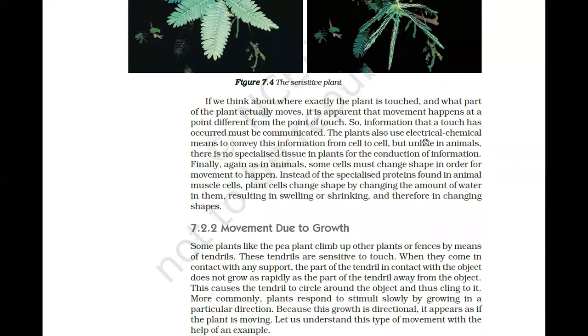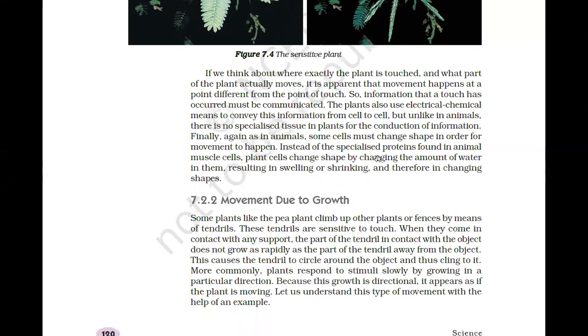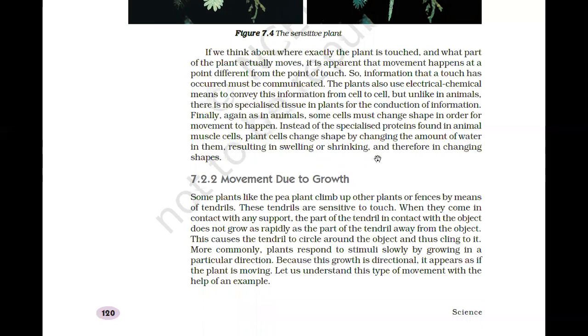The plants also use electrical-chemical means to convey this information from cell to cell. But unlike in animals, there is no specialized tissue in plants for the conduction of information. Finally, again as in animals, some cells must change shape in order for movement to happen. Instead of the specialized proteins found in animal muscle cells, plant cells change shape by changing the amount of water in them, resulting in swelling or shrinking, and therefore in changing shapes.